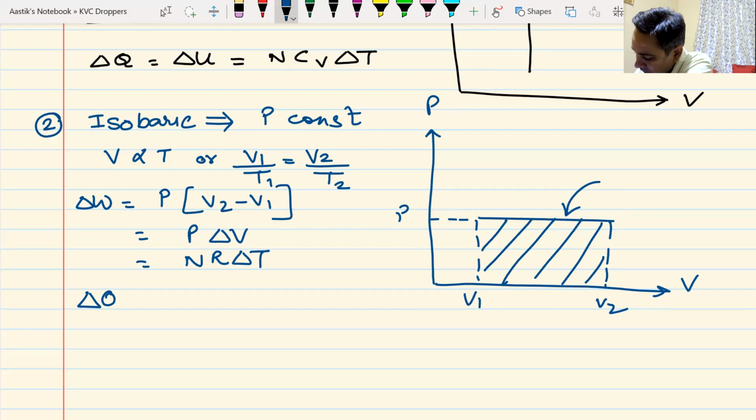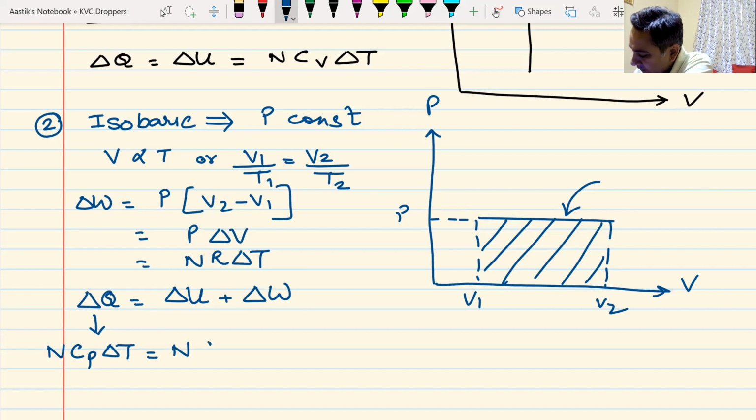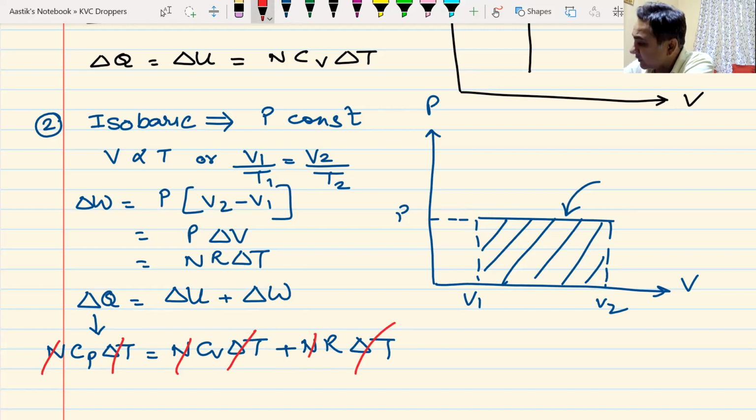If I talk about the first law of thermodynamics, delta Q is delta U plus delta W. In this process, delta Q is nCp delta T. Delta U is always nCv delta T. Work done in this process is nR delta T. We have done this and we have seen that you can cancel this delta T, you can cancel this n, and you end up with this beautiful formula. Cp is Cv plus R. This was your isobaric process.